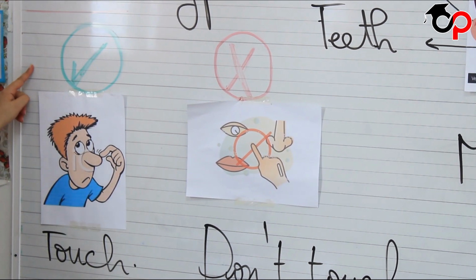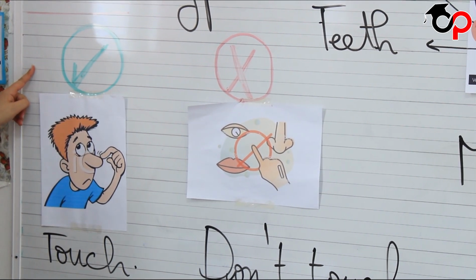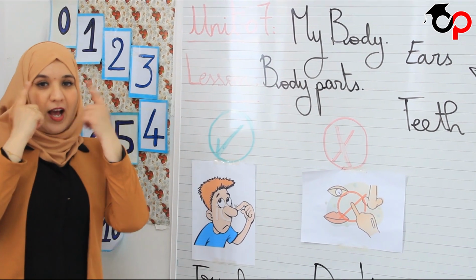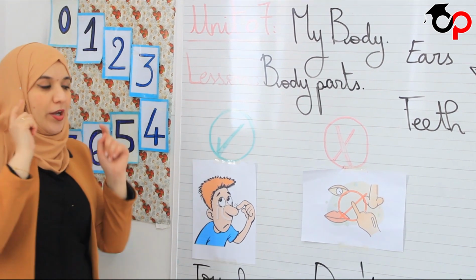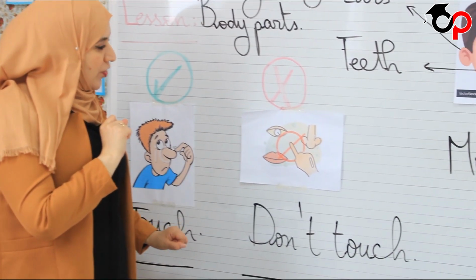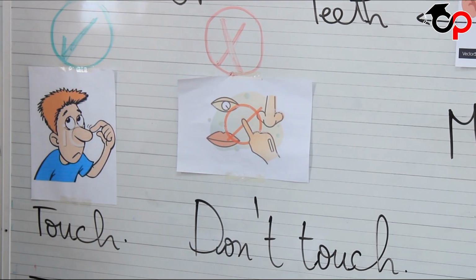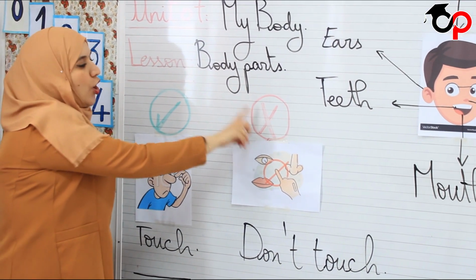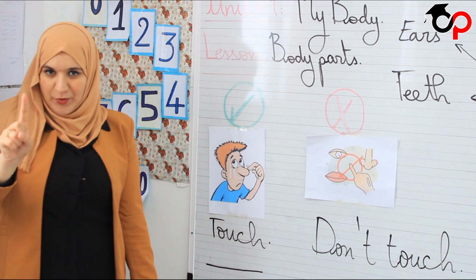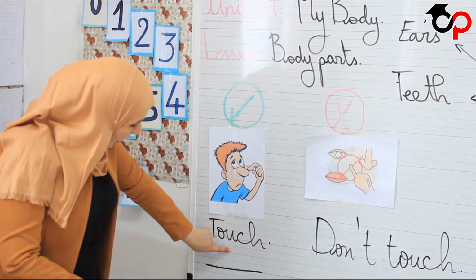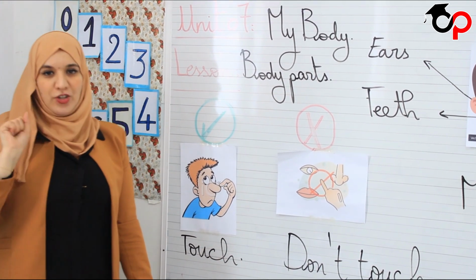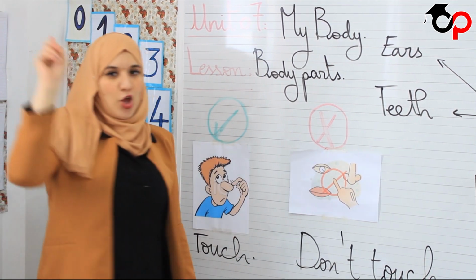Here when I ask you to touch, okay? To touch. So, you touch. For example, your nose, your eyes, your mouth, your ears, okay? I ask you to touch something. When I say don't touch, which means no, okay? Which means you don't touch. This is the difference between touch and don't touch. Touch means you are allowed to touch and don't touch means no.